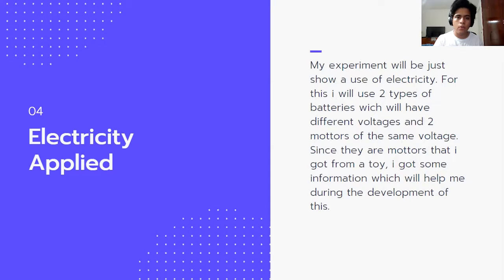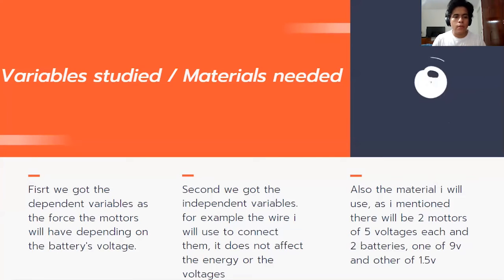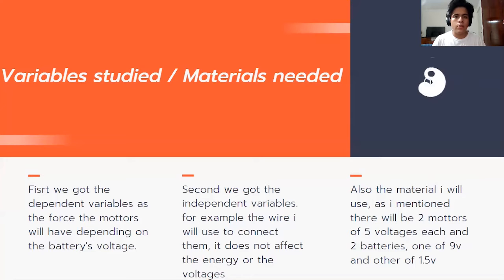So I want to start with my variables studied and the materials that I need. First, here we have my dependent variable: the force of the motors, which will depend on the battery's voltage. This means that the bigger the voltage of the battery is, the bigger the rotation my motors can reach. Also, the less voltage the battery has, the less rotation it will reach.